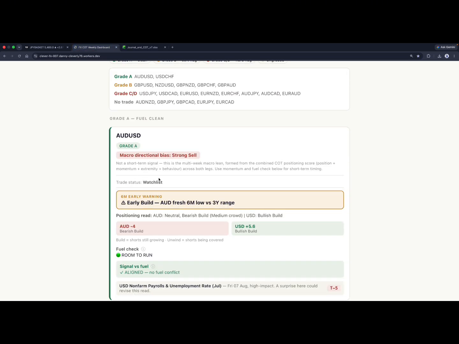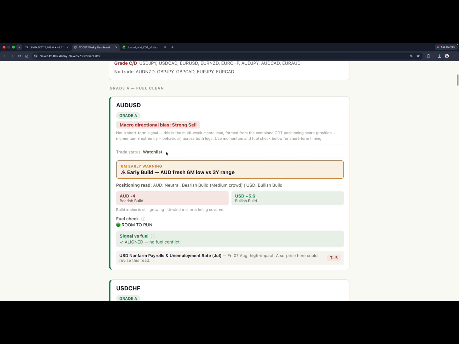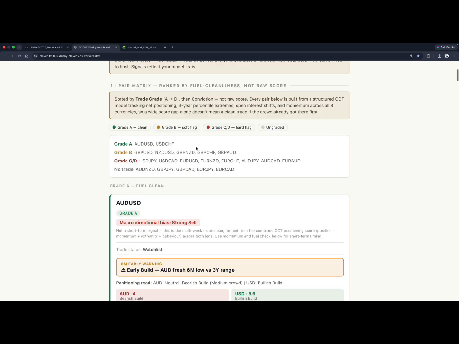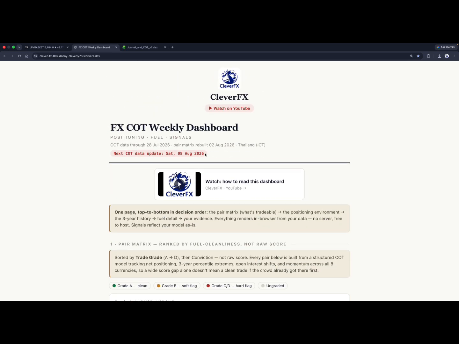Okay, then you get down to trade status, which is the watch list. So this one is worth putting on the watch list. It doesn't mean you can trade this, but if there is a trading setup through that trading strategy that I'll post, then of course take it. It's on the watch list for a reason. It might be that there's no setup that particular week, and then we'll just see this refresh next week, because every single week it gets updated and refreshed as per the latest COT data.